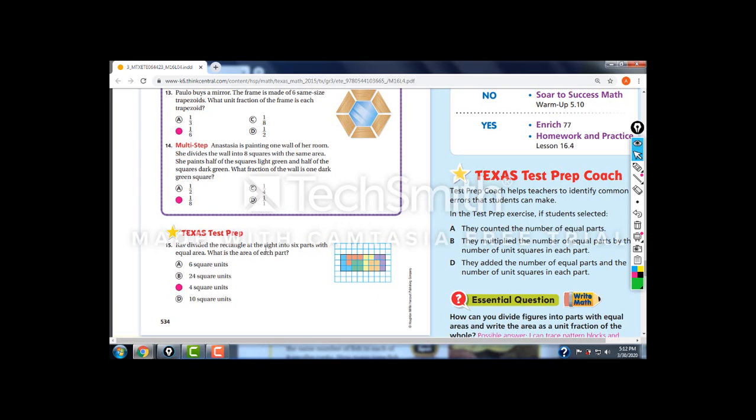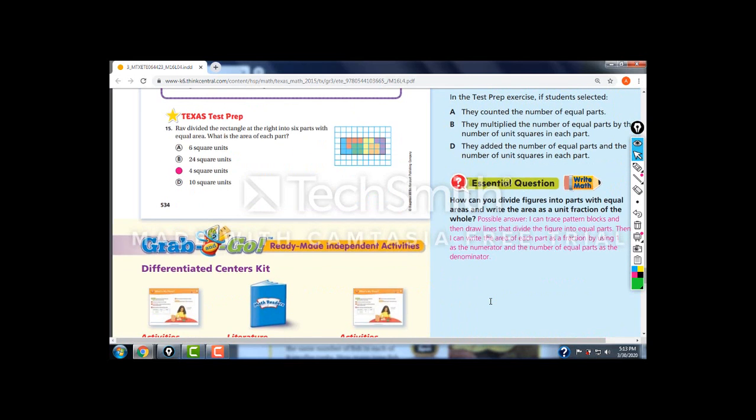Raph divided the rectangle at the right into 6 parts with equal area. What is the area of each part? So you already know they're equal. It tells you right here. So just count the area of 1. 1, 2, 3, 4. It's right there. Just count the area. One of the biggest errors is we add them. And that'll be one of your answers. Notice how they do that.